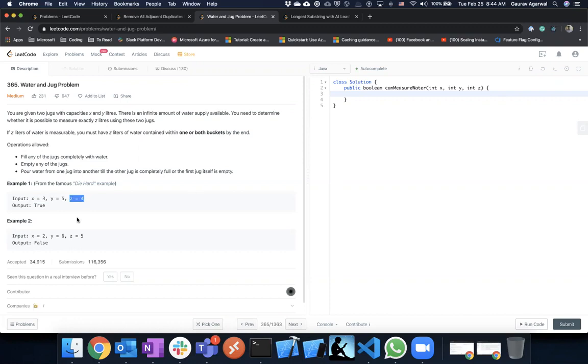In the second example, we have the first jug with capacity 2 and the second jug with capacity 6, and we have to determine if we can measure 5 liters of water using these two jugs.